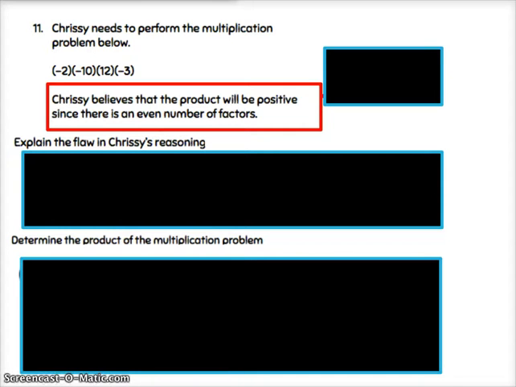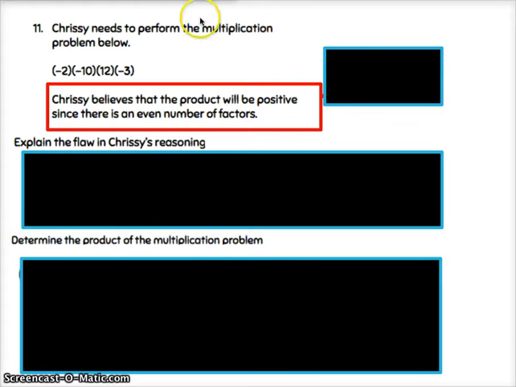11 says that Chrissy needs to perform the multiplication problem below. Negative 2 times negative 10 times 12 times negative 3. Chrissy believes that the product will be positive since there is an even number of factors. Explain the flaw in Chrissy's reasoning. Determine the product of the multiplication problem. So you have a lot going on here.